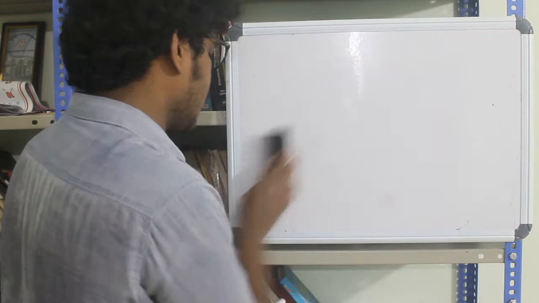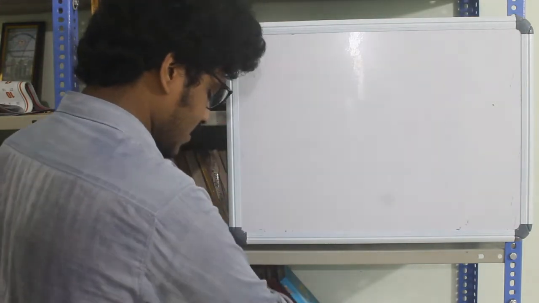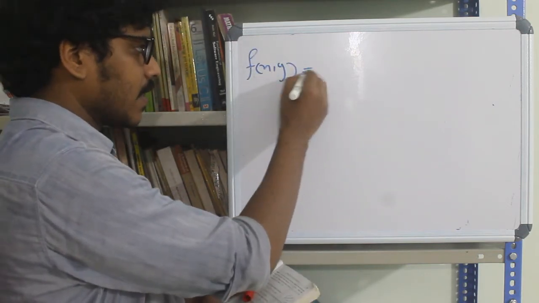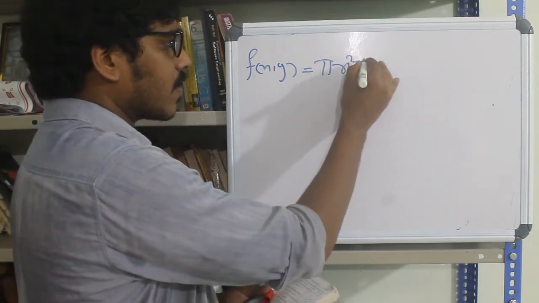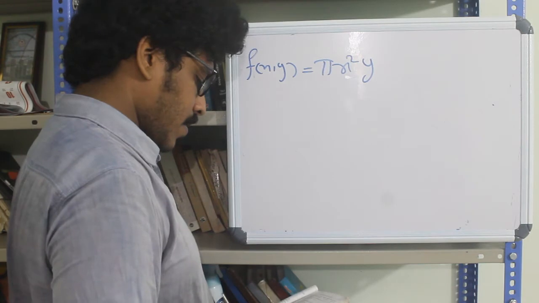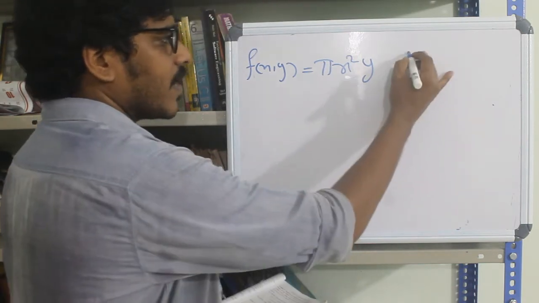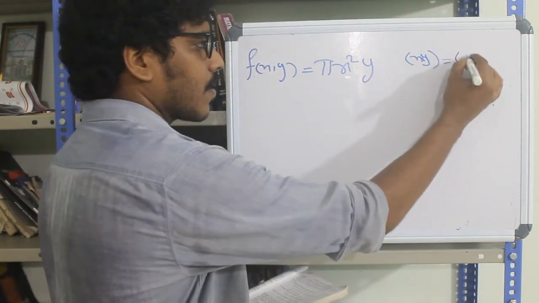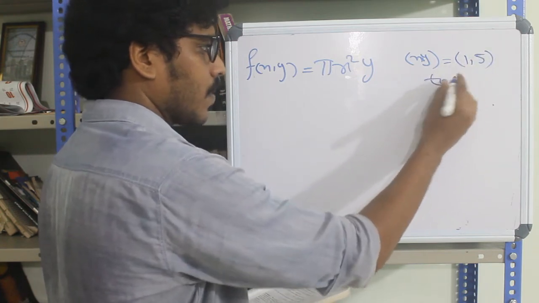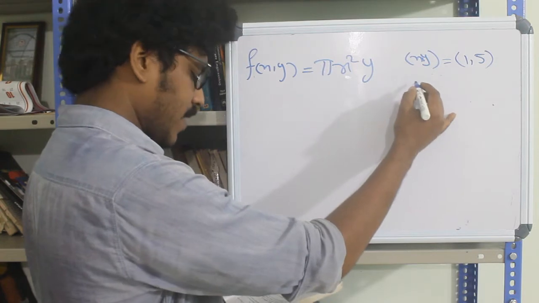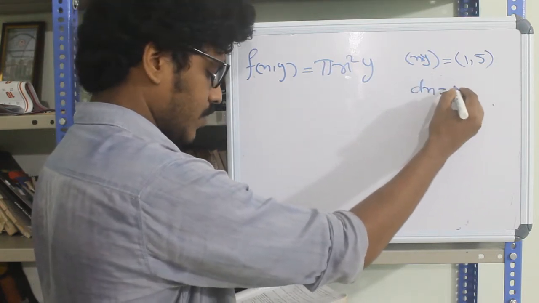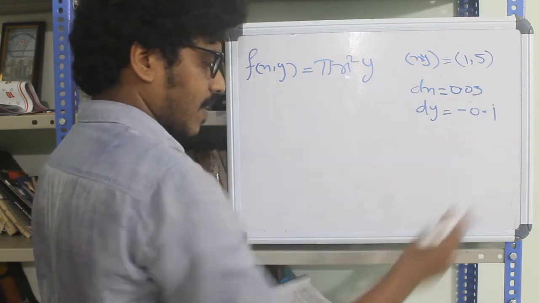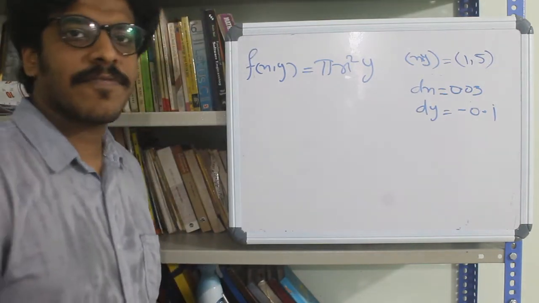Estimate the absolute change, relative change, and percentage change of the function f(x, y) equal to pi x squared y when the variables (x, y) change from (1, 5) by amounts dx equal to 0.03 and dy equal to negative 0.1. Right. So we need to find the relative change.